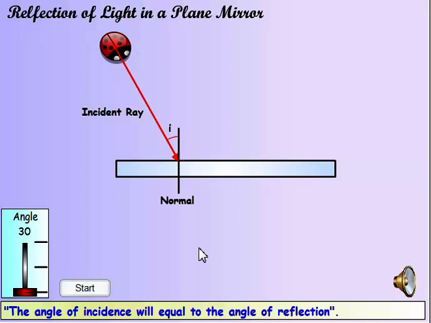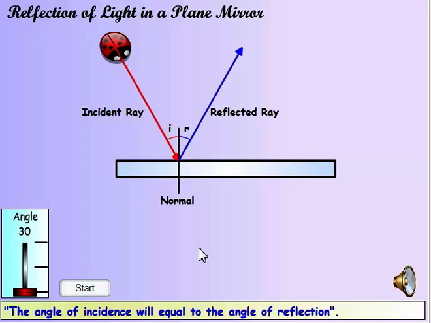A normal is a line perpendicular to the surface of the plane mirror. The line from the object, which in this case is the bug, to the intersection of the normal with the mirror is called the incident ray. The angle between the normal and the incident ray is called the angle of incidence.